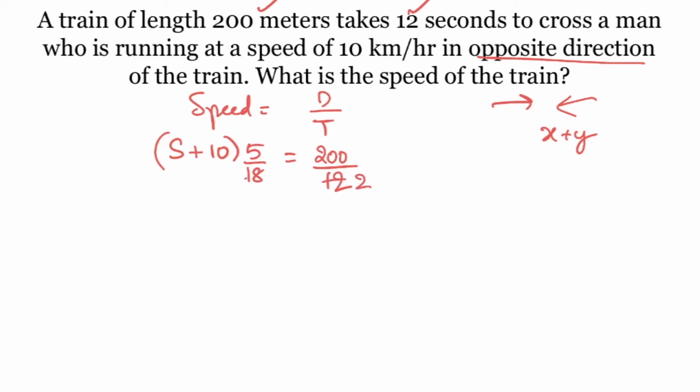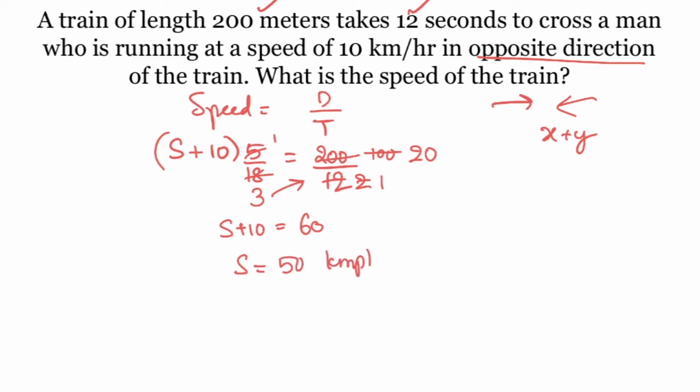6 2 times, 6 3 times, 2 ones 2, 200 times, 5 ones 5, 20 times. So S plus 10 is equal to 3 into 20, 60. Speed of train is 50 kmph.